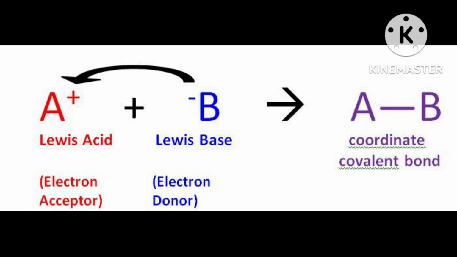One by one, first tell the conjugate acid of the given species. Don't forget that the difference is only H plus. If you want the conjugate acid, add one H plus. H2O plus one H plus forms H3O plus.